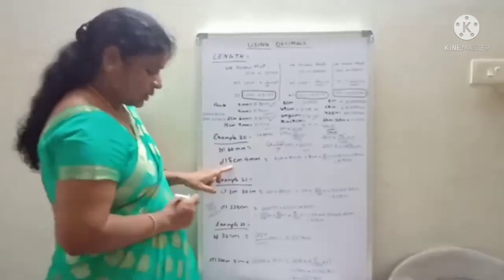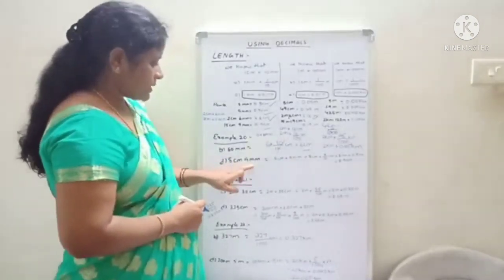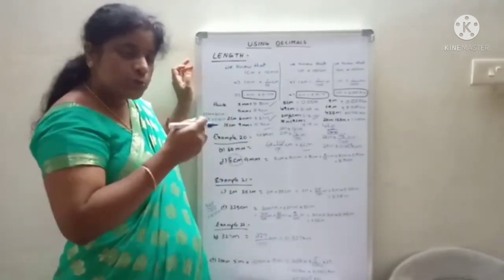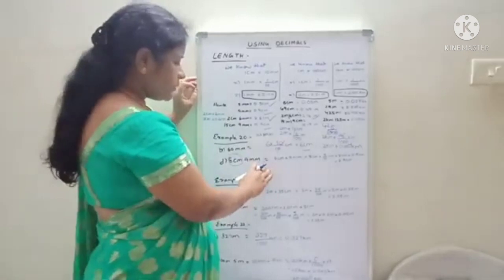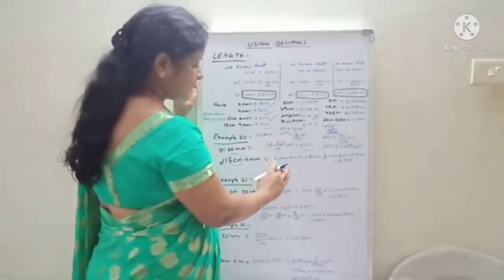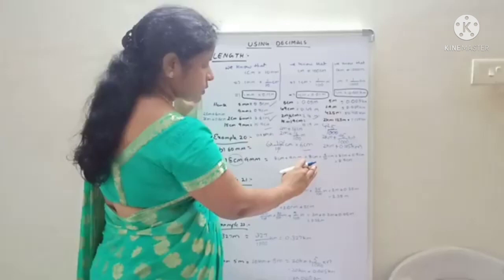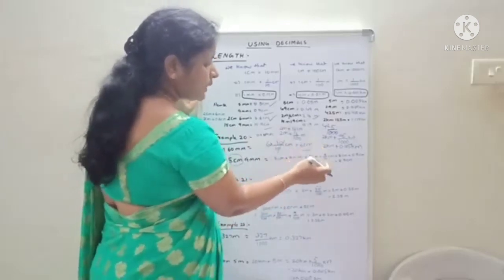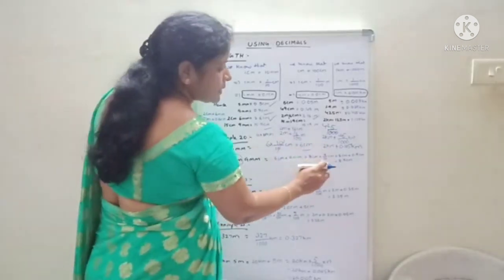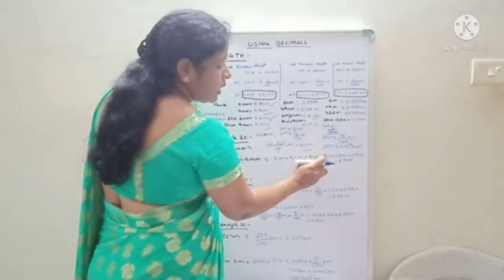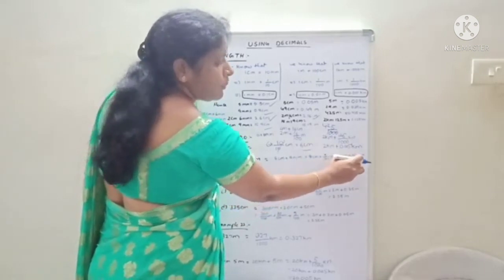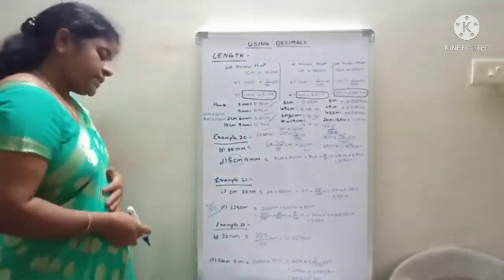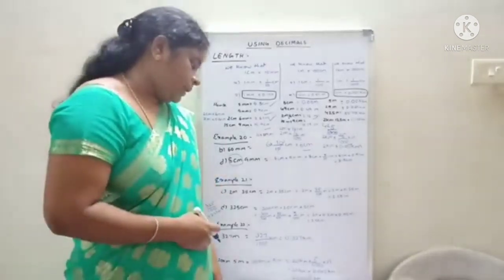Okay, next, 8 centimeters 9 millimeters is given. It is already given in 8 centimeters, so convert 9 millimeters into centimeters. 8 centimeter plus 9 millimeters, and 9 millimeters converted into centimeters means 9 by 10 centimeter. 9 by 10 expressed in decimals is 0.9 centimeters. Add them: 8.9 centimeters.